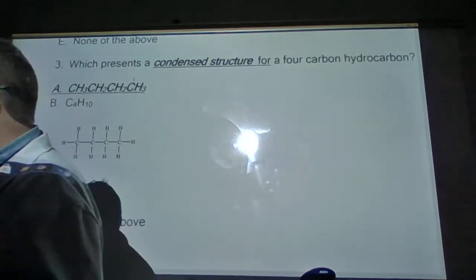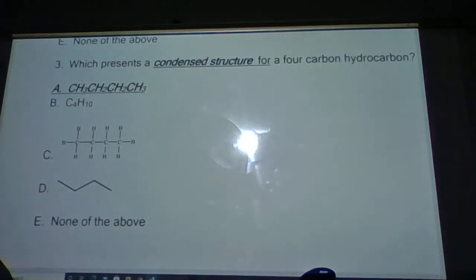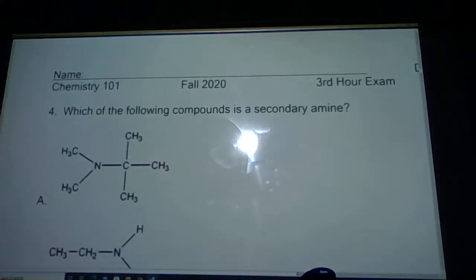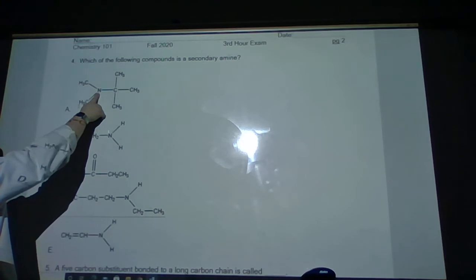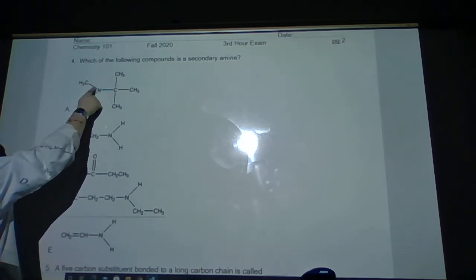Number 4. Number 4 asks, which of the following compounds are secondary amines? Secondary amines are nitrogen-containing compounds that have 2 carbons attached to the nitrogen. So in compound A, are there only 2 carbons attached to this nitrogen? There's 1, 2, 3. No, that's a tertiary amine.